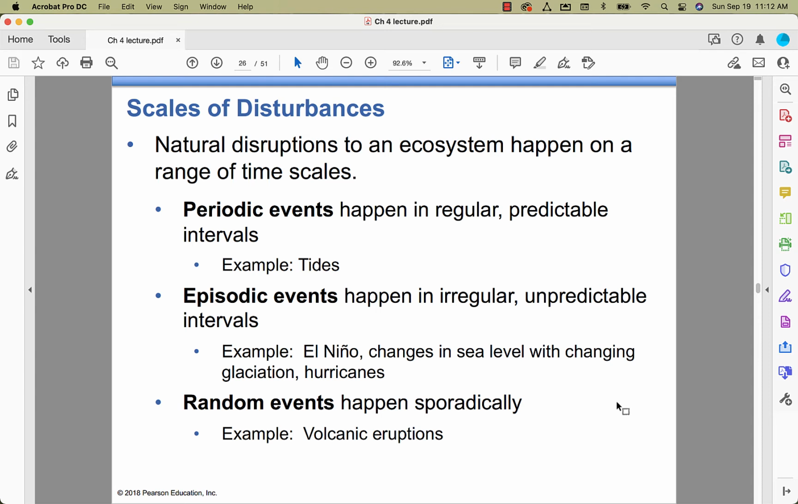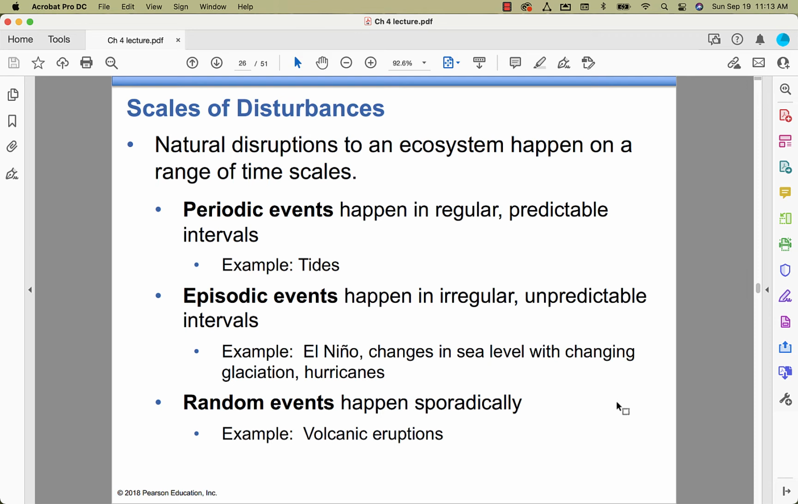Disruption happens on a bunch of timescales. It can be periodic, so it's regular and predictable, like the tides. The tides are a disturbance that happens all the time, within the same time frame: monthly, daily, seasonally. Okay, so that's very predictable. And some organisms, like tide pool, intertidal organisms, are very well adapted to that periodic disturbance.